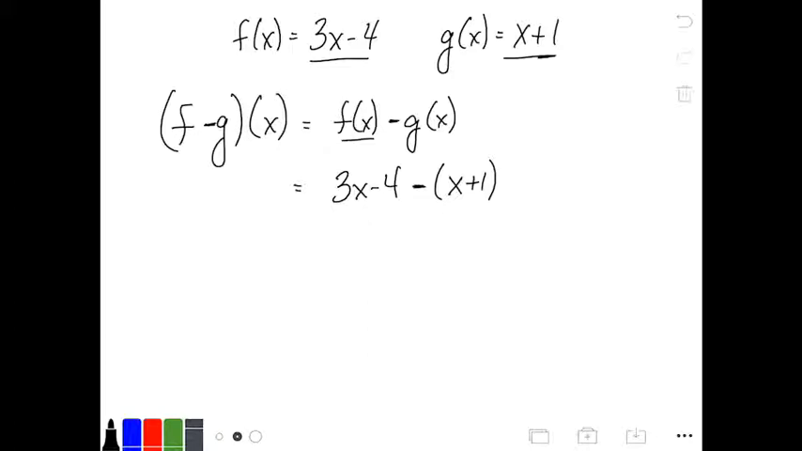So guys, simplifying this hopefully isn't too bad from here. I'm going to say 3x minus 4. I need to use the distributive property here. So that would give me negative x and then minus 1. And then guys, it's as simple as simplifying this.